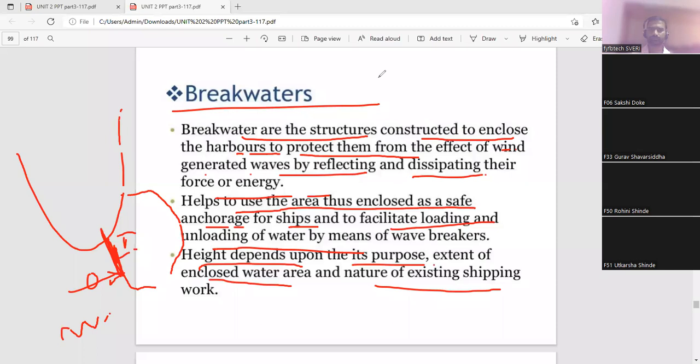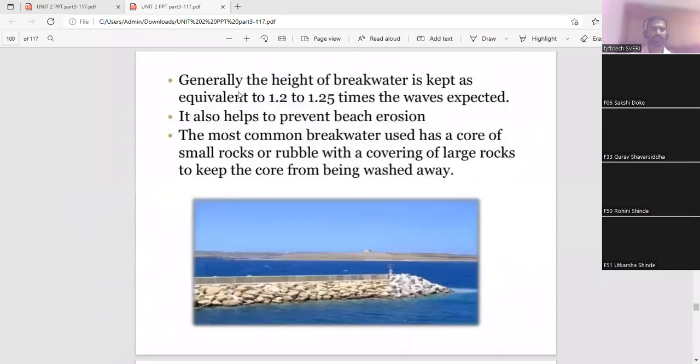Generally, the height of the breakwater is kept equivalent to 1.2 to 1.25 times the wave expected. See, the main idea behind the breakwater is to protect against very high tides. Correct? In future, whatever engineers are there, they will calculate the height of the wave. Suppose the height of the wave is 5 meters high, I mean the natural flow of the water. So the wave is 5 meters high, so my breakwater should be 1.2 to 1.25 times the wave expected. See, this is the natural water.